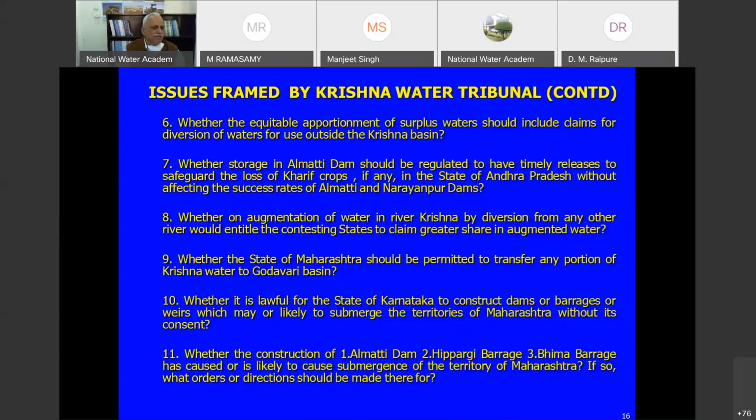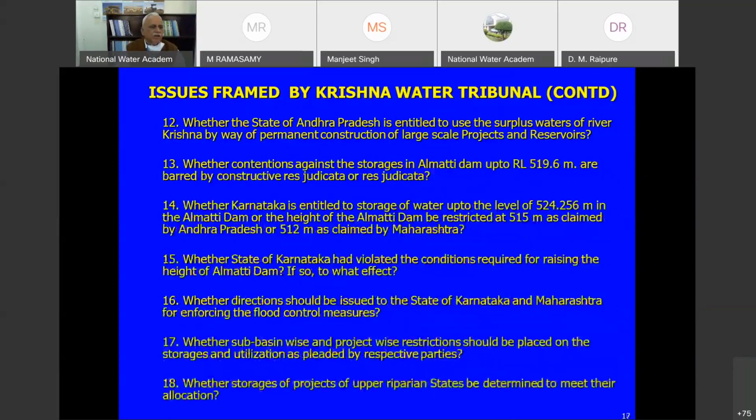Issue number 11, whether construction of Almatti Dam, Hipparagi Barrage, Bhima Barrage has caused or is likely to cause submergence of the territory of Maharashtra. If so, what orders or directions should be made therefor? Issue number 12, whether the state of Andhra Pradesh is entitled to use the surplus waters of river Krishna by way of permanent construction of large-scale projects and reservoirs.